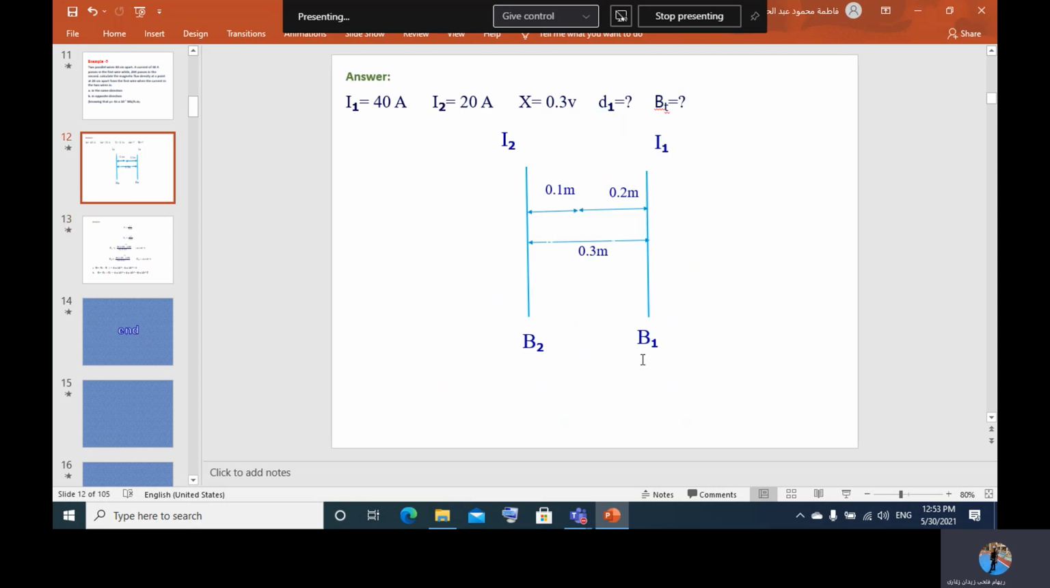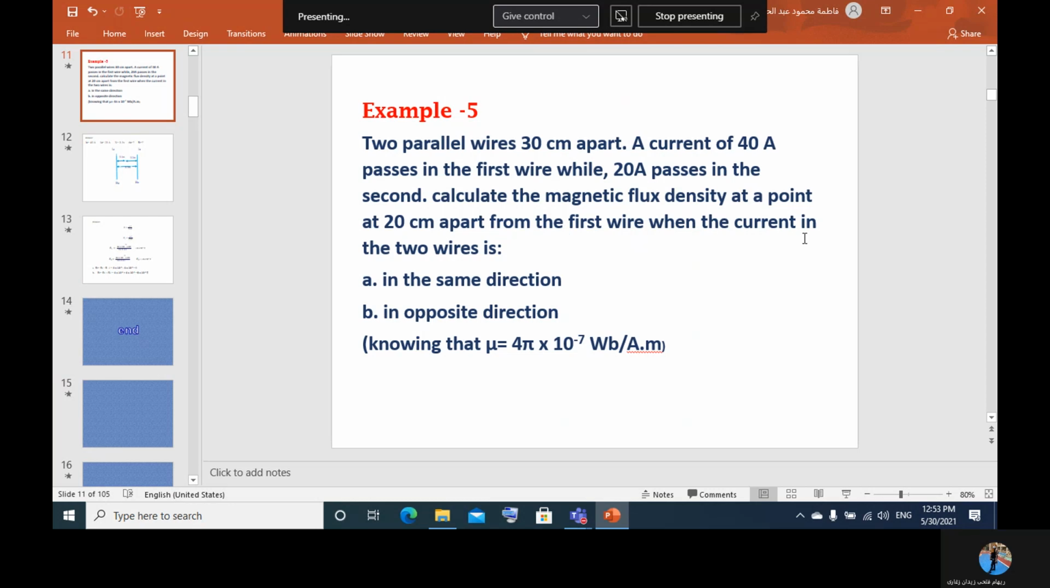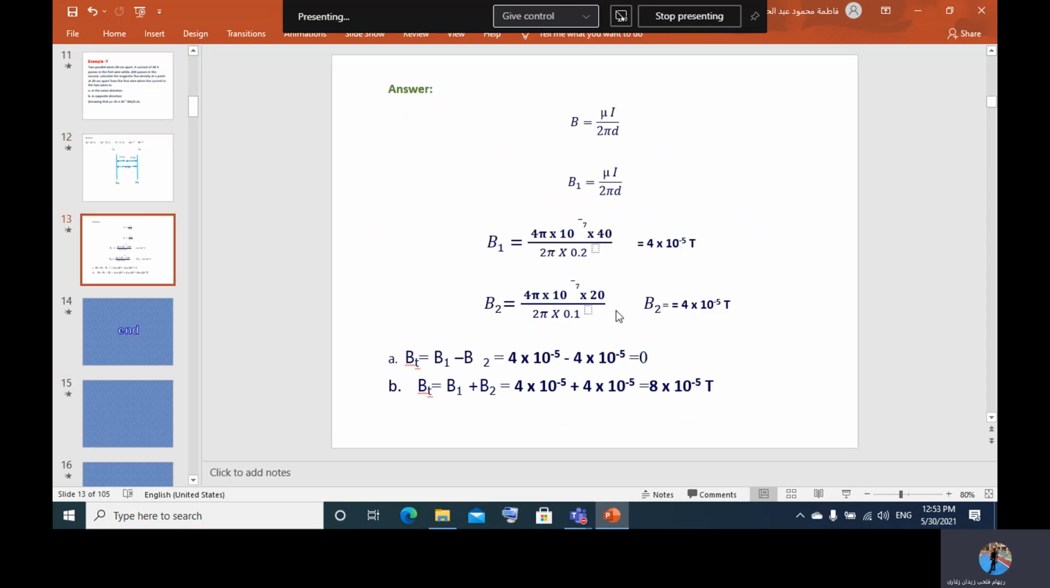Now, the second requirement in the question, he wants to calculate the magnetic flux density if the current is in opposite direction. Now, the same point, everything is the same, but the current will reverse in one wire, which means that they will not be in the same direction. When they are not in the same direction, simply what I do is I add the two magnetic flux densities. So B total equals B1 plus B2.